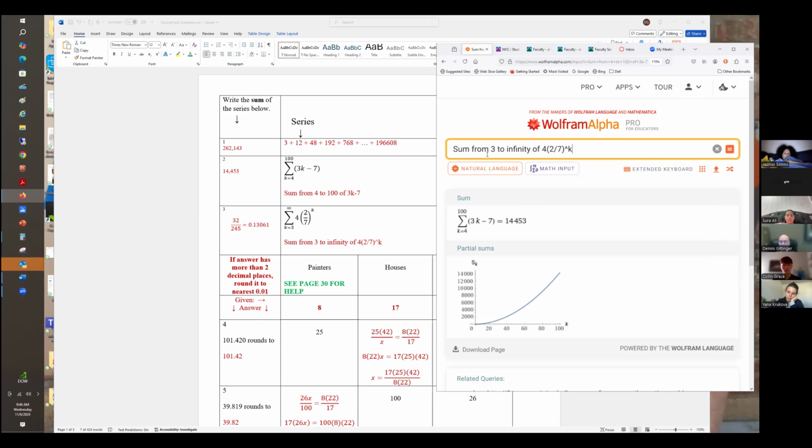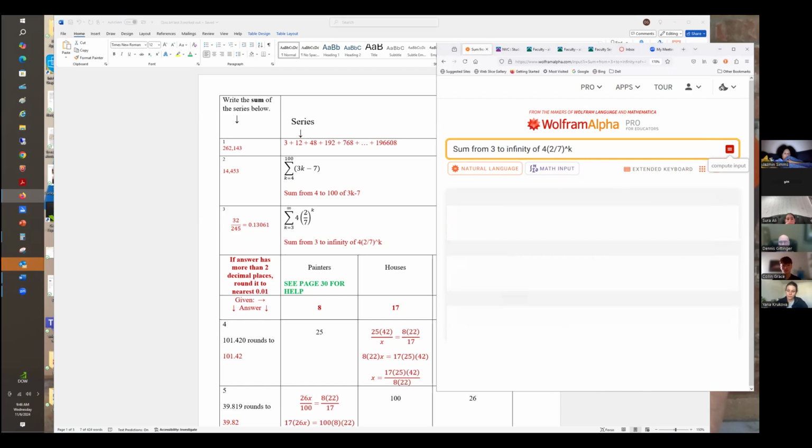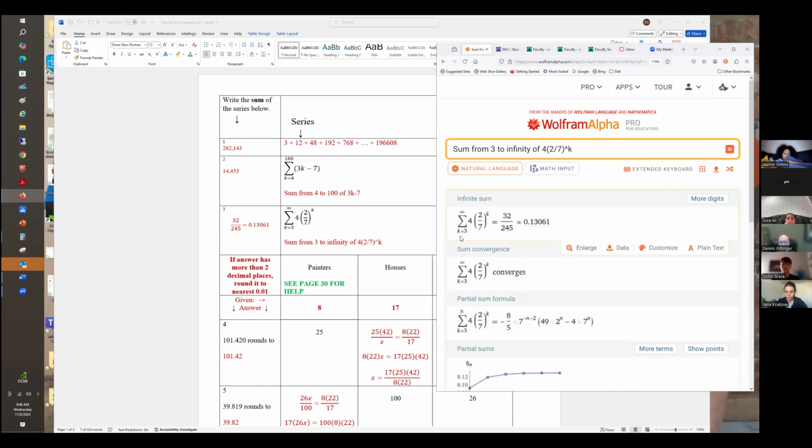And you don't even have to say from k equals 3 to infinity. You can just do what I just did here. Sum from 3 to infinity, and Wolfram will pick n. No, it picks k because I put a k there. That's right. It sticks with that k. So now I've told y'all, but not everybody heard me.